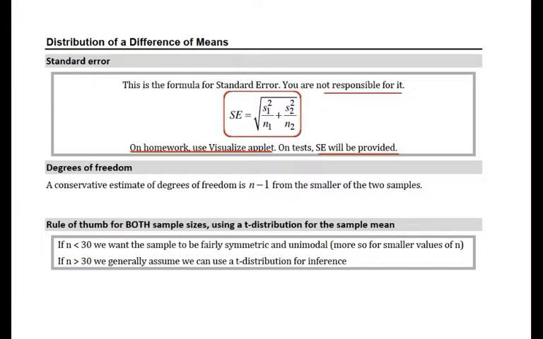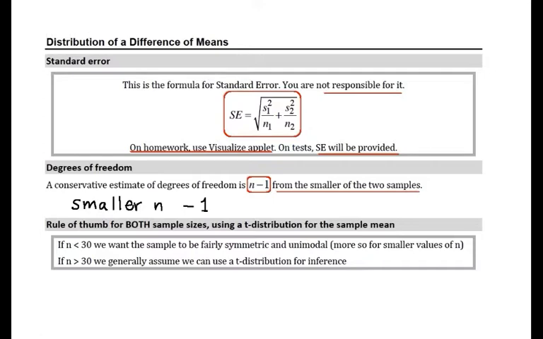We have an estimate of degrees of freedom, which is very similar to our degrees of freedom for one mean. Again, we're going with this idea of n minus 1, except we have two different samples and each one of them has an n. So we say it's a reasonably conservative estimate of our degrees of freedom to take the n from the smaller sample. We look at our two n's, whichever is smaller, take that smaller n and then subtract 1.